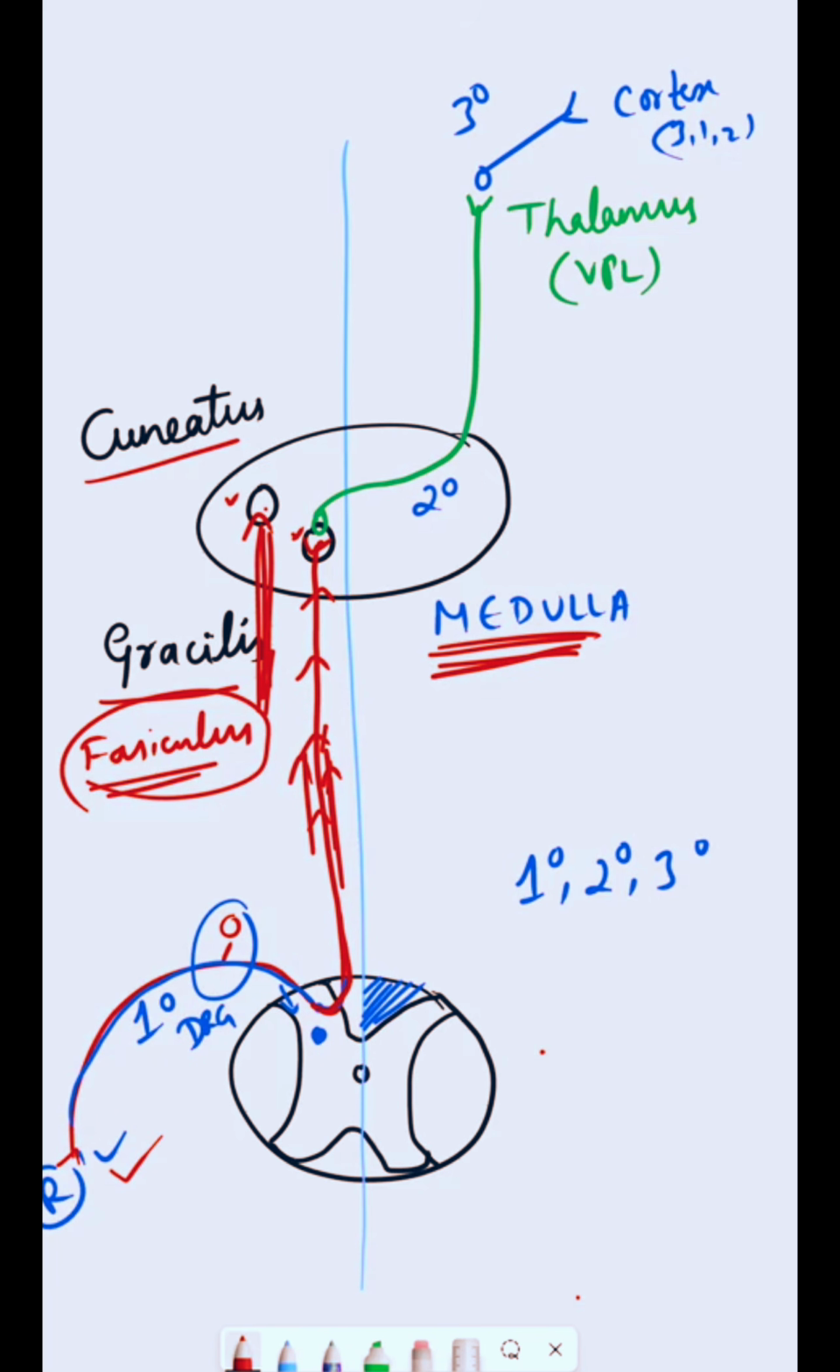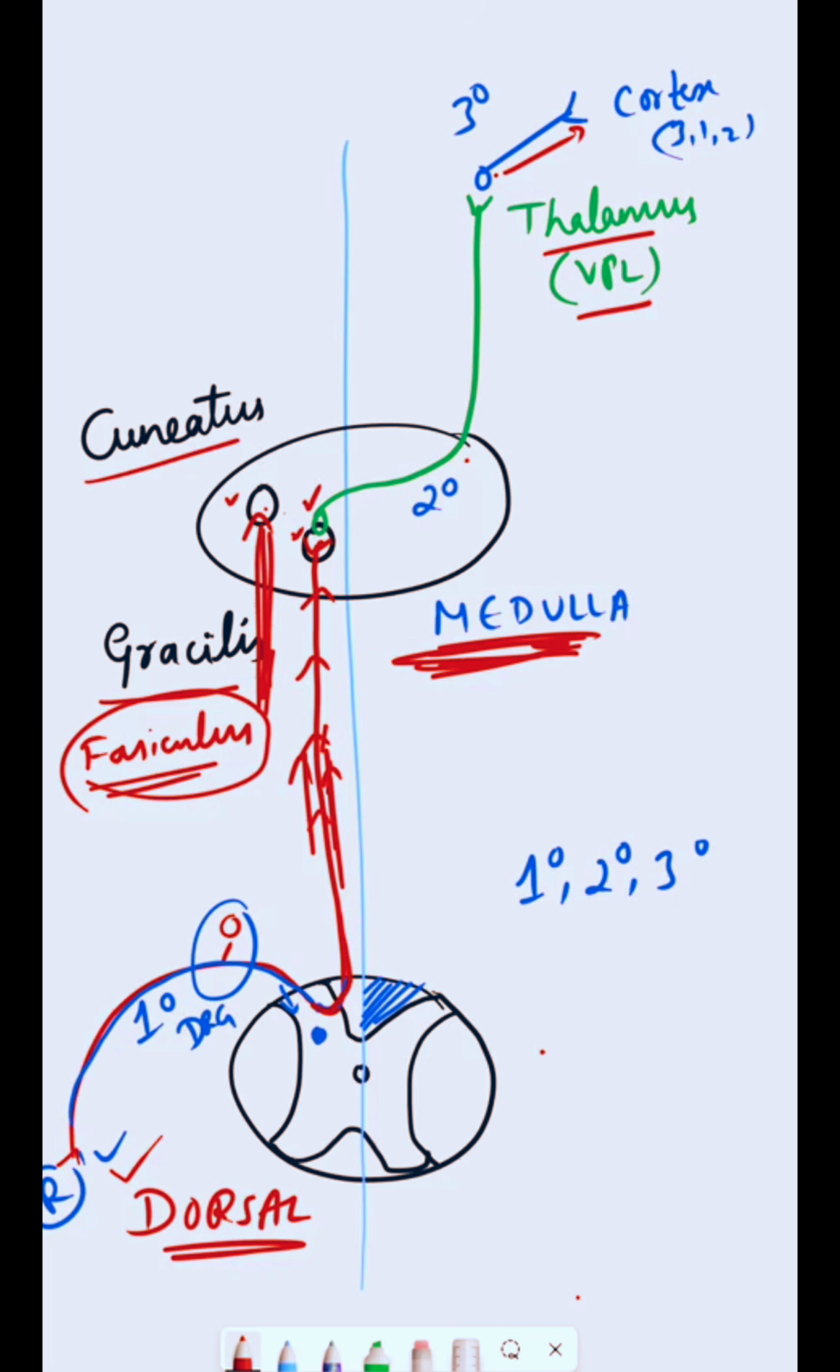So the first order neuron in a dorsal column ends in the medulla, and it is the second order neuron which starts from these nuclei, crosses to the opposite side and ends in the thalamus, that is in the VPL nucleus. Third order neuron starts from the thalamus and goes to the cortex.